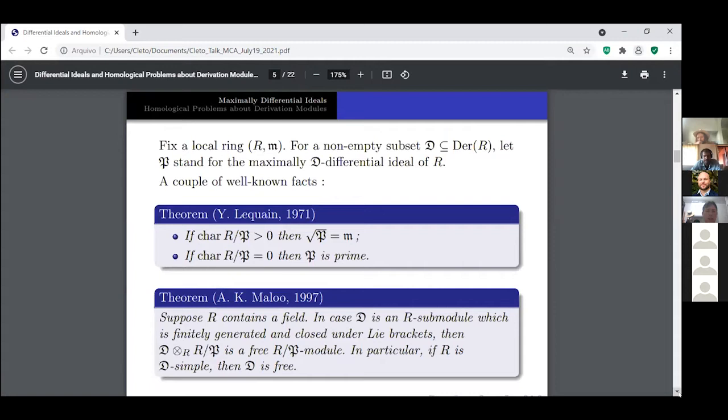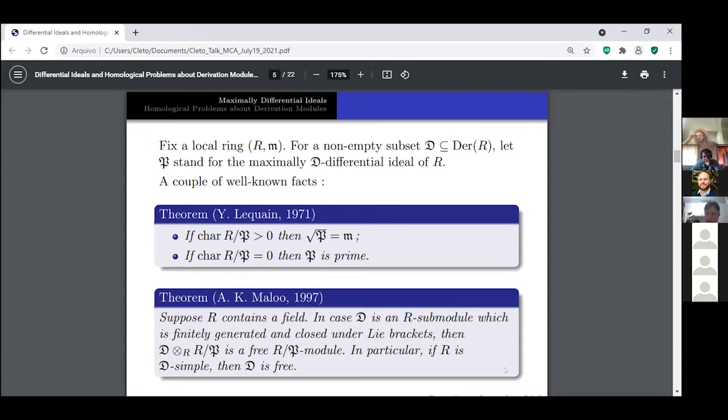Okay, fix a local ring, a D as before, and let P stand for the maximally D-differential ideal. So let me recall a couple of well-known facts. First, some facts proved by Lequain a long time ago, which are these ones, okay? Depending on the residual characteristic, if it's positive or if it's 0, then we have respectively that P is M-primary or prime. Okay, these are standard facts.